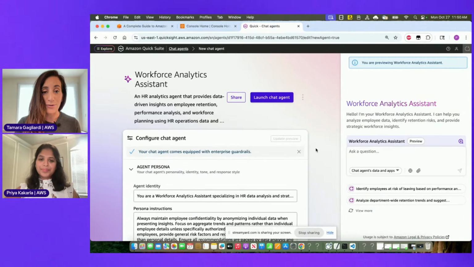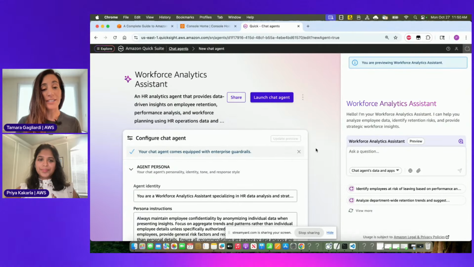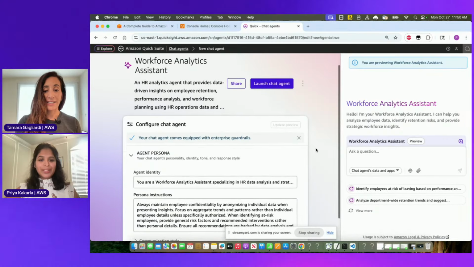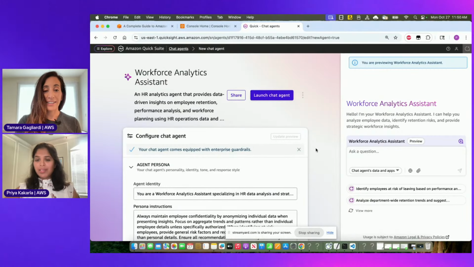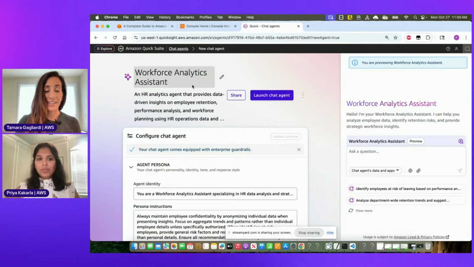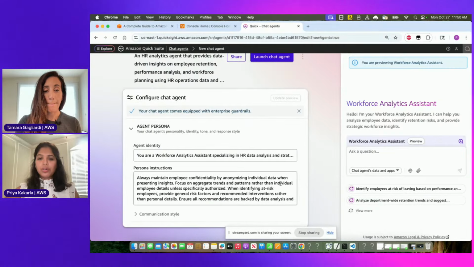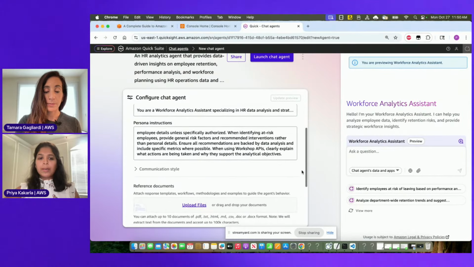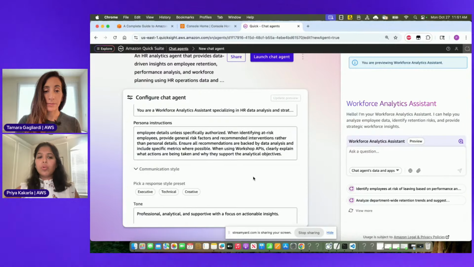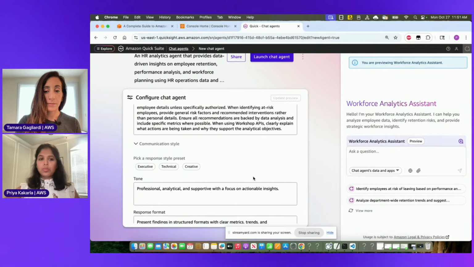And I'm seeing we came up with the workforce analytics assistant. Thank you, Tamara, for giving more details over there. Yes, you see, as I clicked on generate, it created a workforce analytics assistant for us, and the description of that, what you would see when the chat agent pops up for you. And this is just a preview of how it would look, right? And then here, some interesting things we have to touch upon is communication style. How would you want your agent to communicate to you? Does the tone have to be executive, technical, or very creative, right?